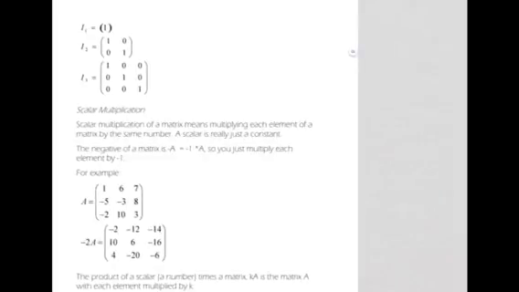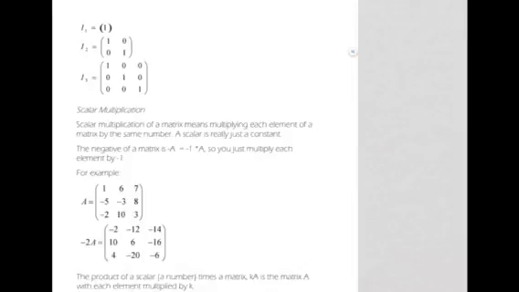So I1 means the 1 by 1 identity matrix, and it contains just the single scalar value 1. I2 is a 2 by 2 identity matrix, with 1s along the diagonal and 0s on the other diagonal. I3 is 1s along the main diagonal, but it's a 3 by 3 matrix, and 0s everywhere else.